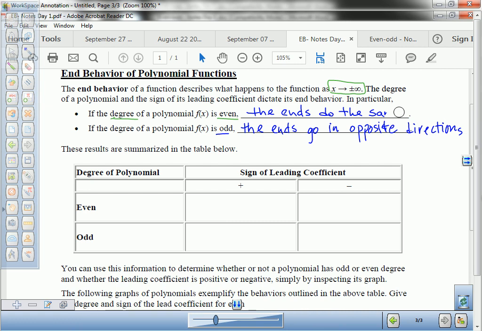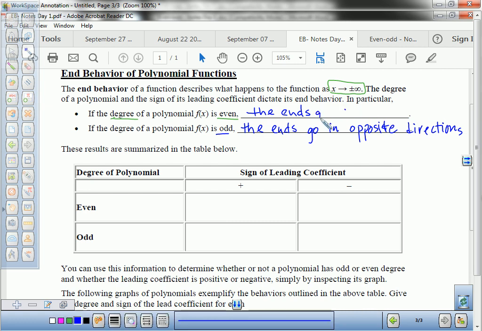I really kind of like the direction thing. The ends go in the same direction. You don't have to change yours. All right, so if it's even and positive, what are my ends doing? They are rising and rising. So I would write that as x approaches negative infinity, y approaches positive infinity. As x approaches positive infinity, y still approaches positive infinity.